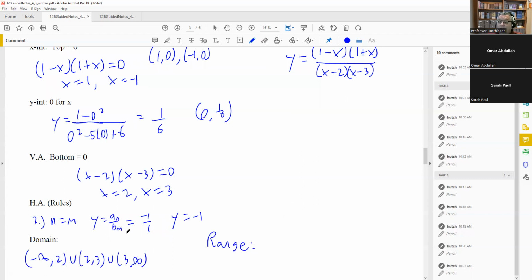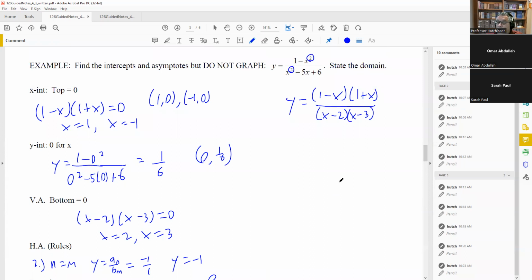Now for the range, we said the horizontal asymptote was y equals negative 1 on that one. So let me go ahead and show you the graph. Now this has 2 vertical asymptotes, so the question is whether or not the y value would be included here. The graph section, we'll get to in the next section, 4.4. But for right now, since we haven't learned how to do that yet, I'm just going to show you a quick graph of it. That's going to give you an idea of what's going on.